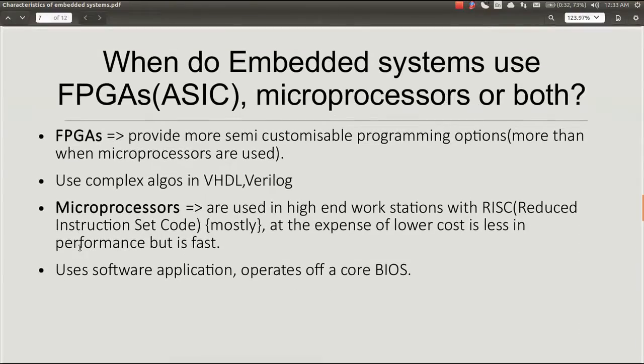When do embedded systems use FPGAs, that is application specific integrated circuits, or microprocessors, or both? FPGAs provide more semi-customizable programming options, that is they are more programmable than microprocessors are. They use complex algorithms in languages like VHDL and Verilog.